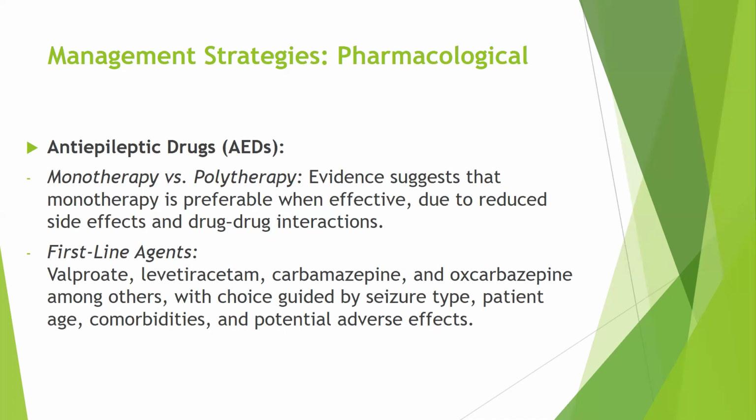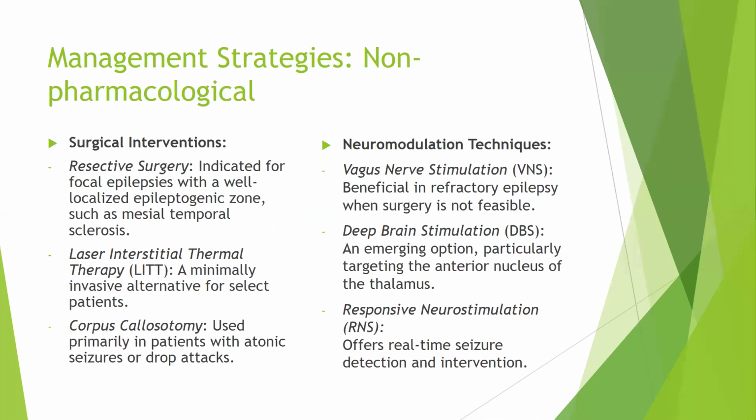The first-line agents are sodium valproate, levetiracetam, carbamazepine, and oxcarbazepine, among others. The choice of your antiepileptic is determined by the type of seizures, the age of the patient, comorbidities, and potential adverse effects. We're going to go through some of these anti-epileptic drugs and their different potential adverse effects.